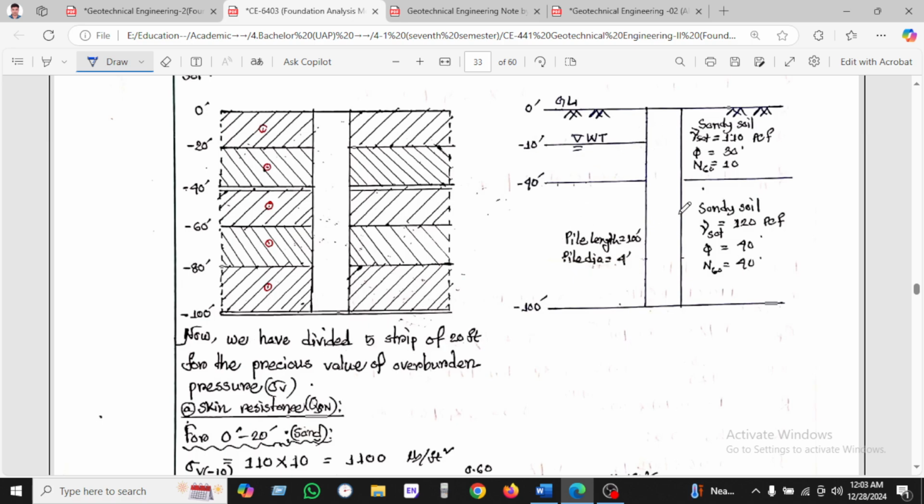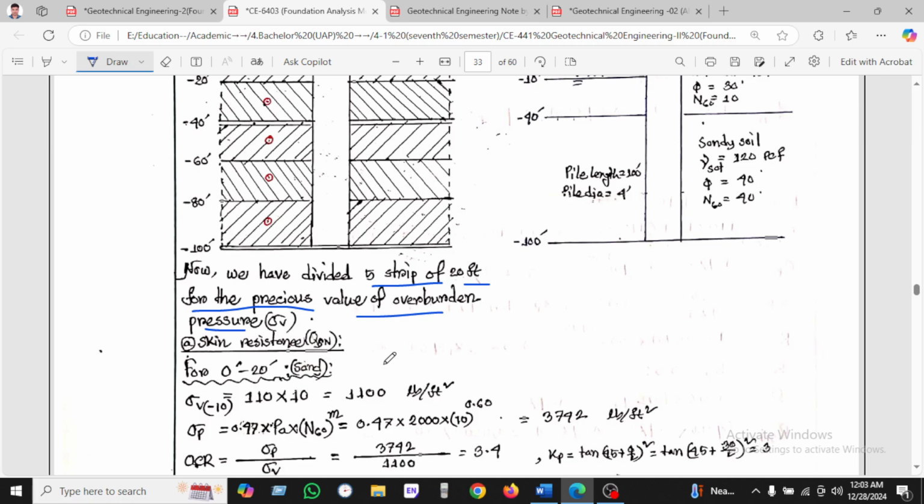So we can see here is the soil profile, but we have to divide it into 5 strips, which is 20 feet, for the precise overburden pressure. So we are intentionally dividing all the soil profile into 5 meter strips. Okay, so let's see the 5 strips, for getting the precise overburden pressure.